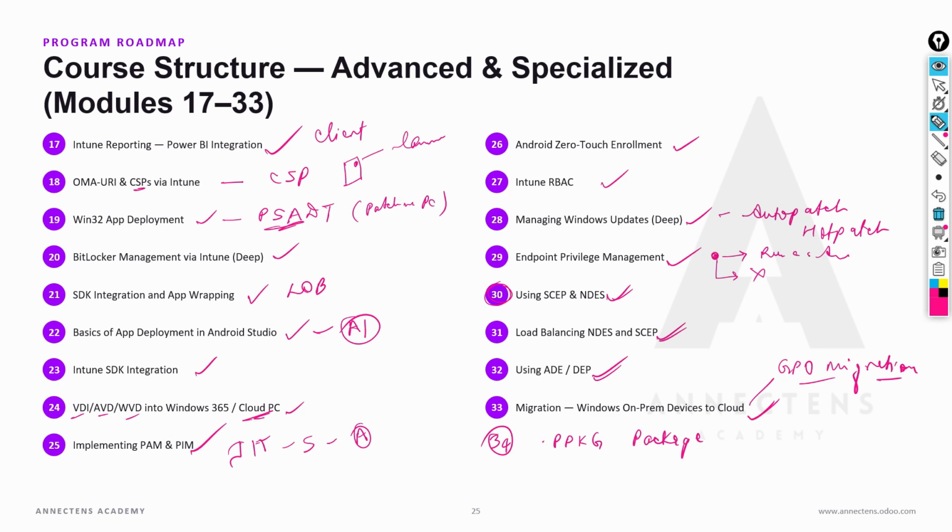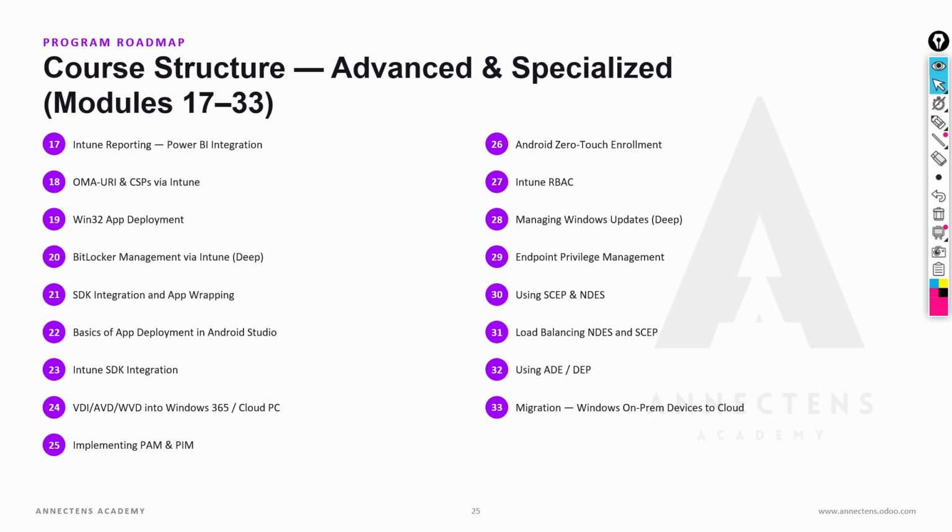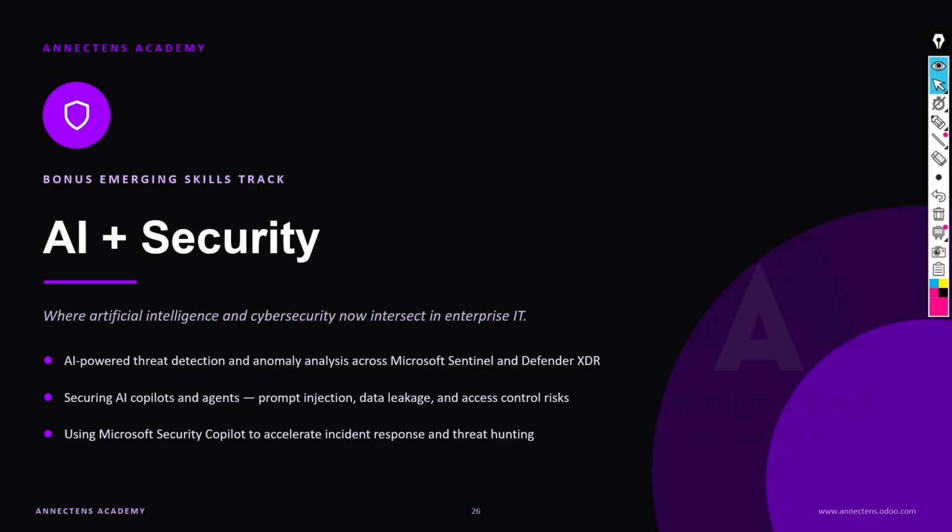Next is something called the bonus point, right? This is where the bonus comes in. Now, after completing all this, we'll be coming with AI plus security.